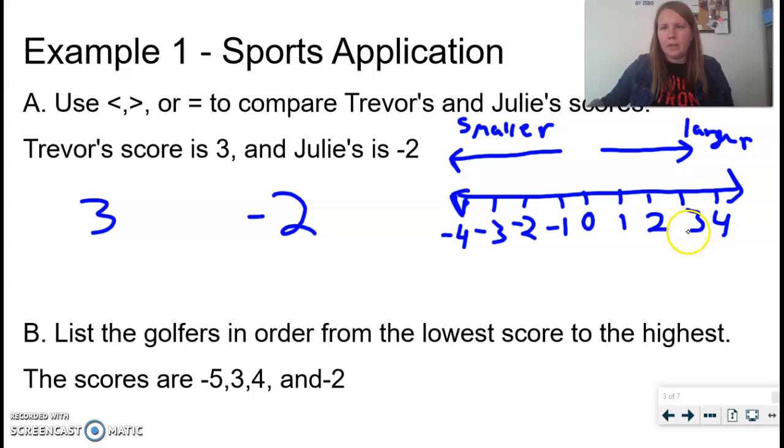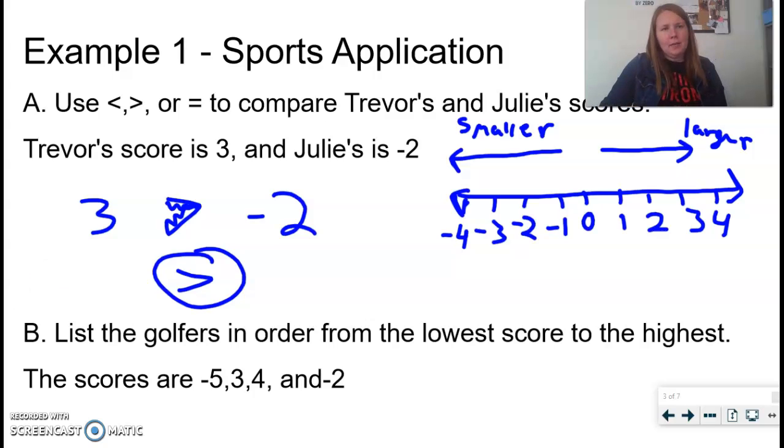So in this case, you've got a 3, which is on the larger side, and a -2, which is on the smaller side. So your 3, or your positive 3, is going to be larger. Remember, when you get that symbol, you want the alligator to eat the other side. Remember when you're probably in like 2nd grade and learned that. So I'm going to want a greater than sign.